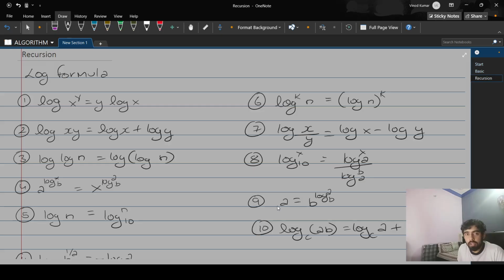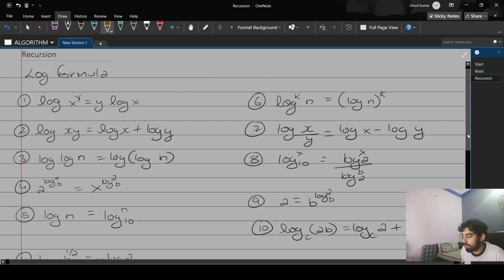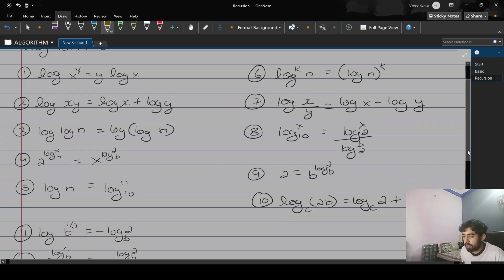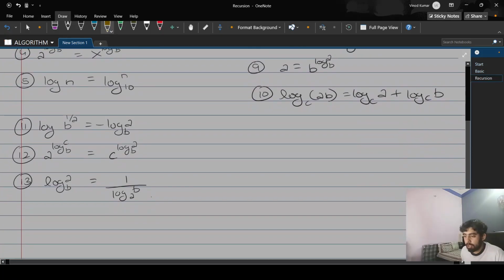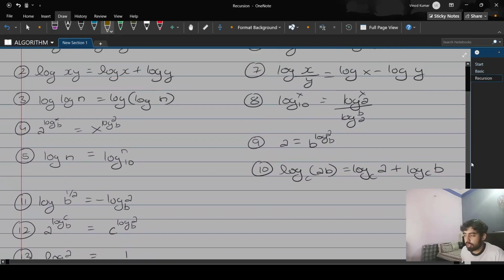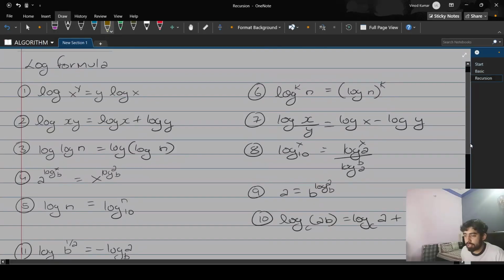So before starting, let's look at some of the log formulas that will come in handy when we will be solving the problems. You don't have to sit and learn these formulas. By practicing questions, you will eventually learn. These are some of the important formulas that I have brought to you. You can screenshot this and keep it for reference.